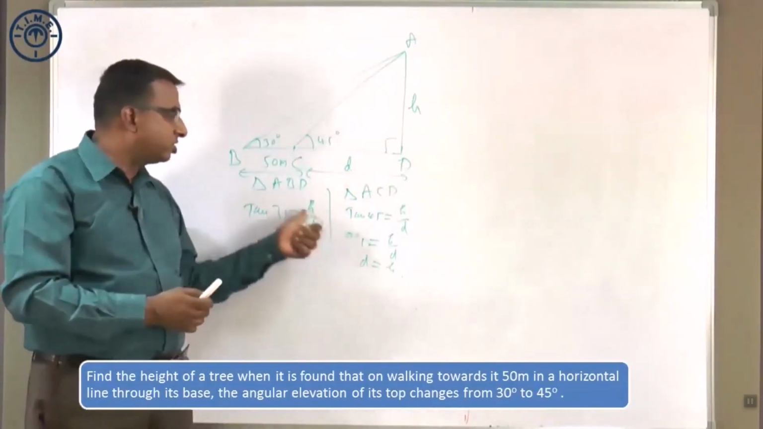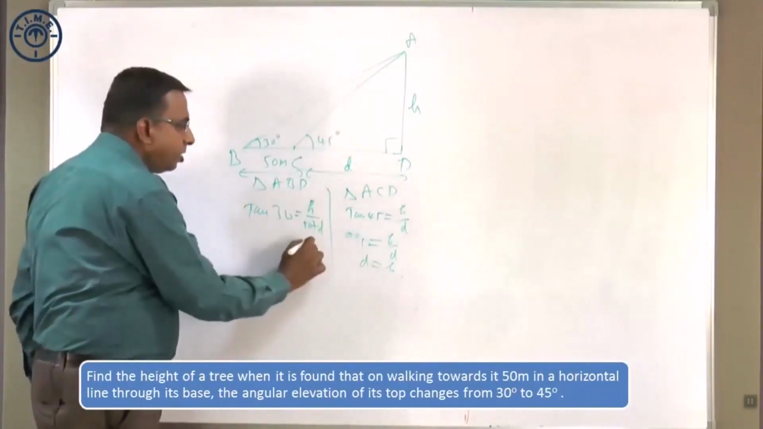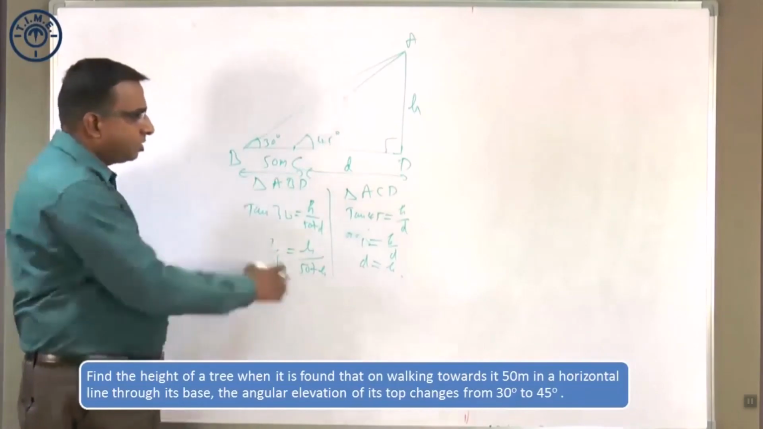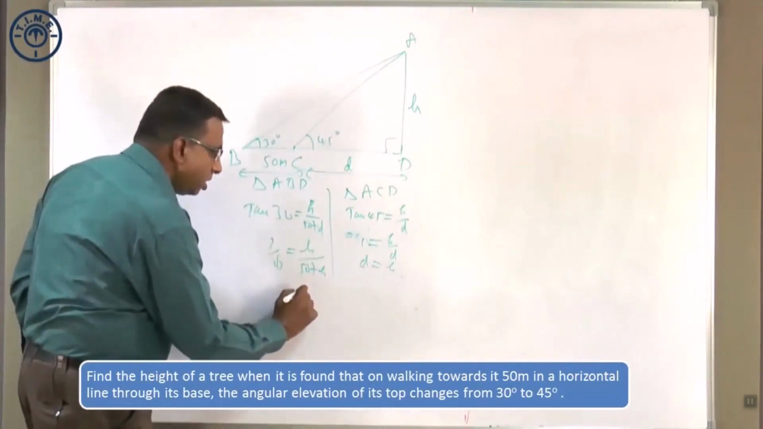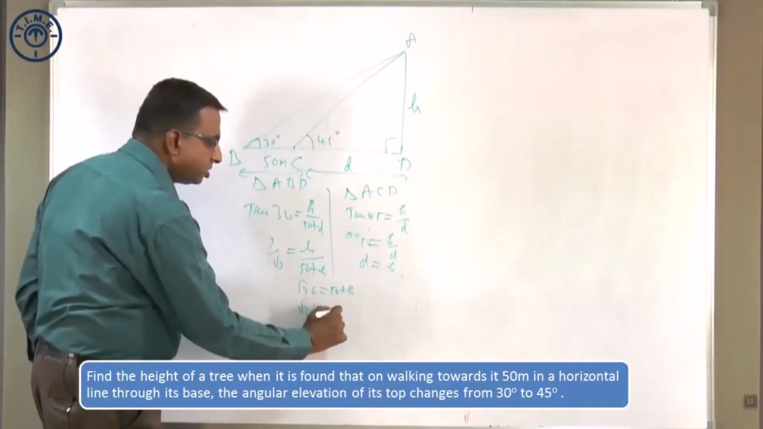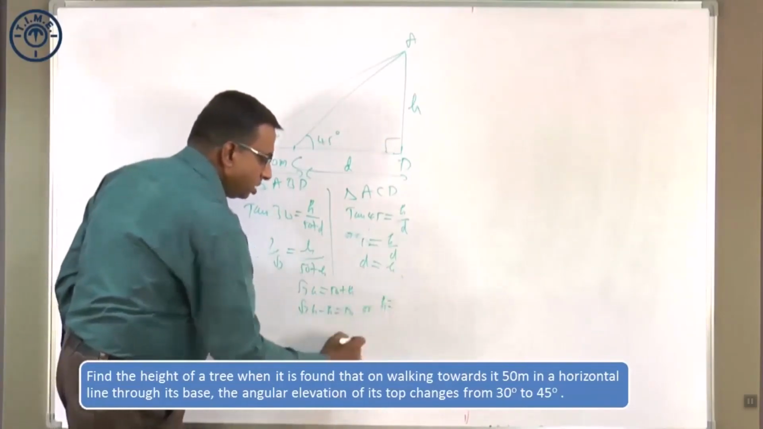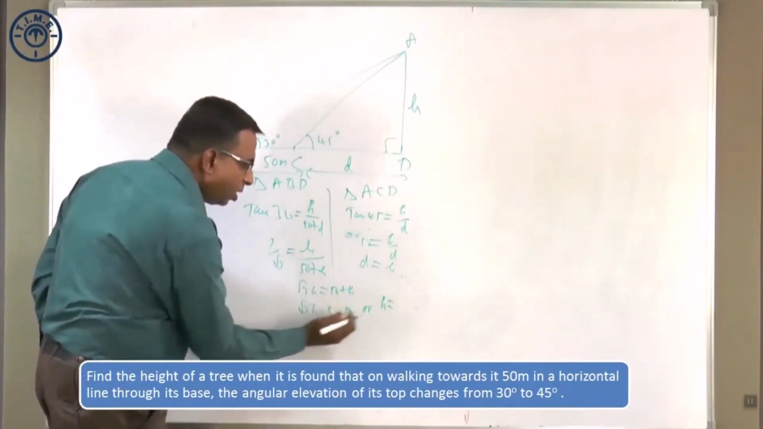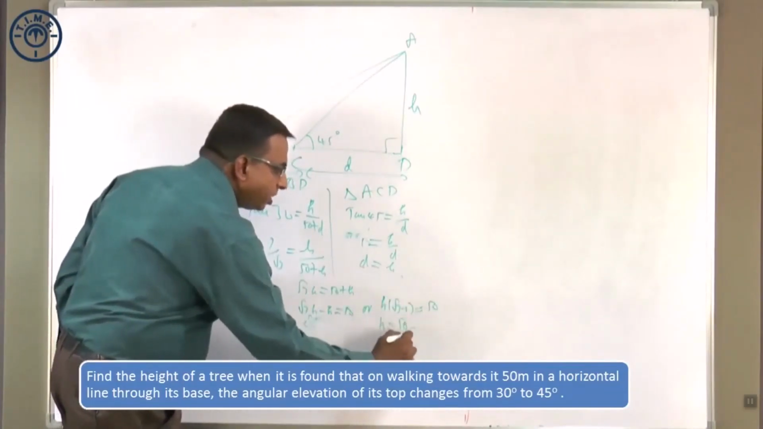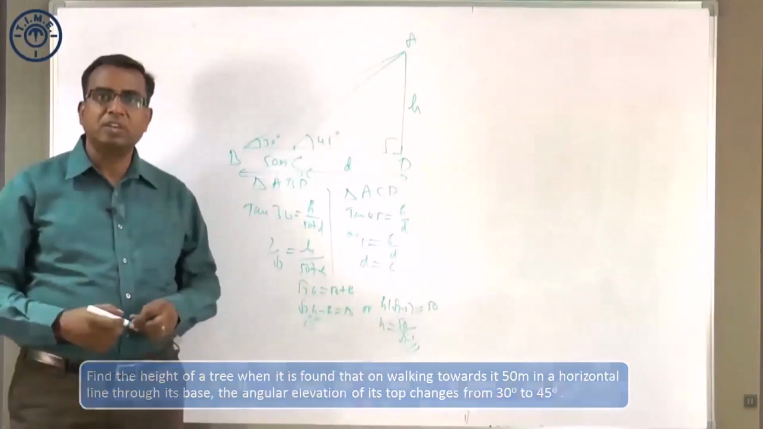So in this relation, wherever there is d, we can plug in h. So you get h by 50 plus h, and tan 30 is 1 by root 3. So we've got everything in terms of h. We could write root 3 h equals 50 plus h. Bring this h to this side, you get root 3 h minus h as 50, or h into root 3 minus 1 is 50, thereby you get h as 50 by root 3 minus 1. So that will be the height of the tower.